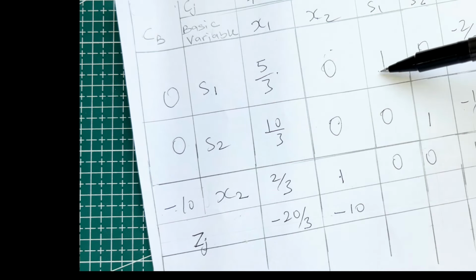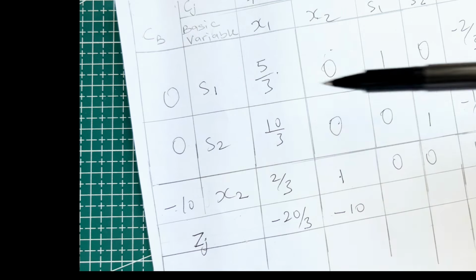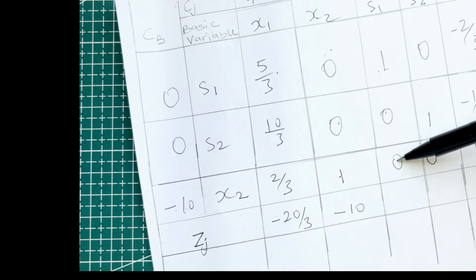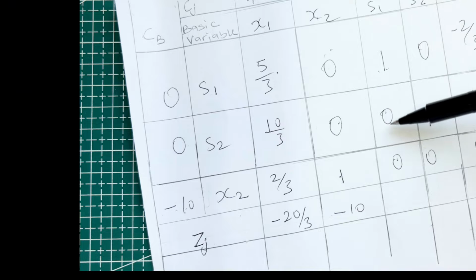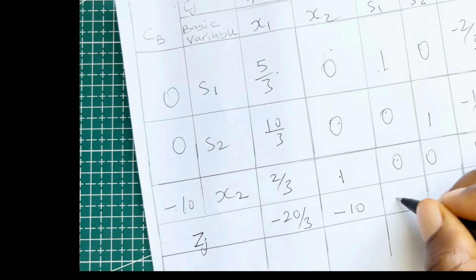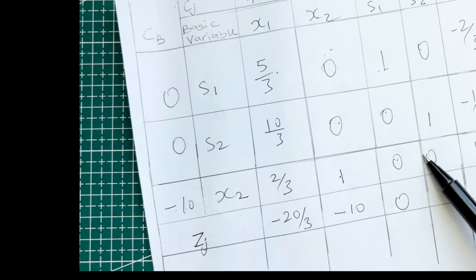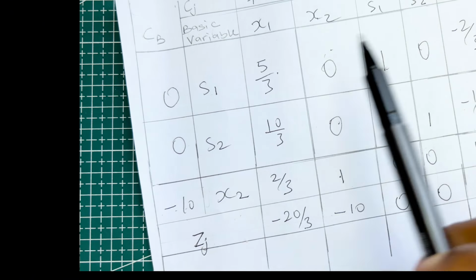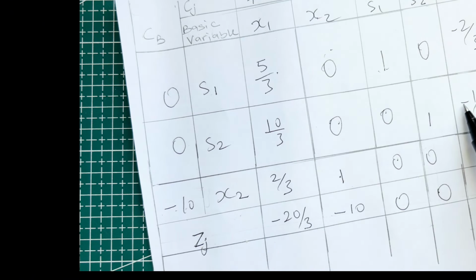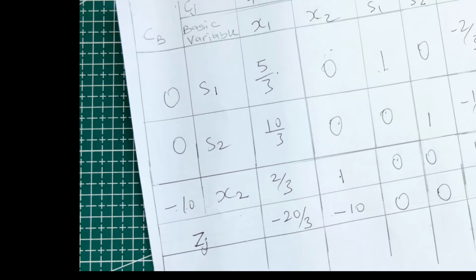So for this here, we have 0 times 1, 0. 0 times 0, 0 minus 10 times 0, we have 0. So when we sum everything up here, we have 0. For this, we have 0 times 0, 0, 0 times 1, 0, minus 10 times 0 will give us 0. When we sum everything, we have 0. For this column, we have 0 times minus 2, 0, 0 times minus 1 over 3, which will give us 0. Minus 10 times 1 over 3, which will give us minus 10 all over 3. So when we sum everything, we have minus 10 all over 3.